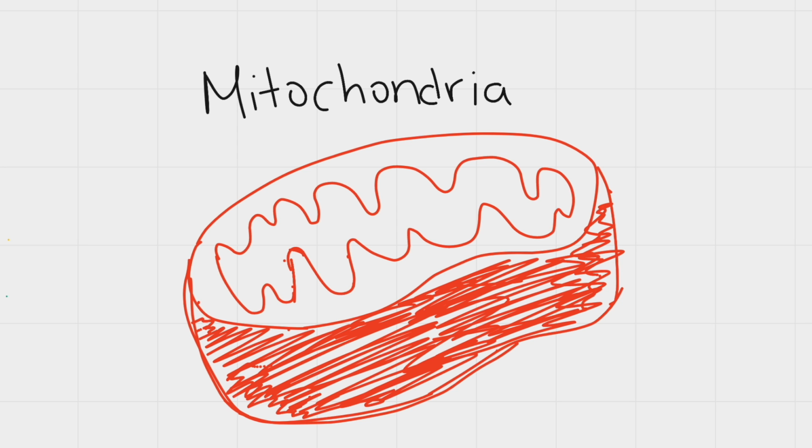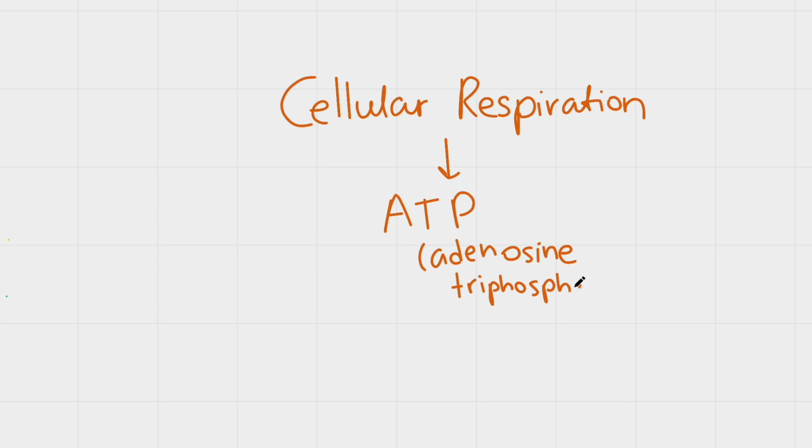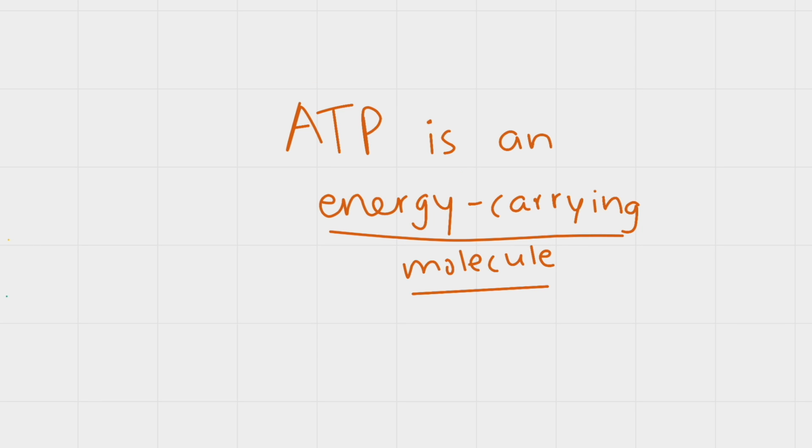We may have heard time and time again that the mitochondria are the powerhouses of the cell, but what exactly does that mean? Well, basically, through cellular respiration, a process that will be more thoroughly explained in a future video, the mitochondria produce ATP, or adenosine triphosphate, which is an energy-carrying molecule. This ATP is used to power other functions inside the cell.